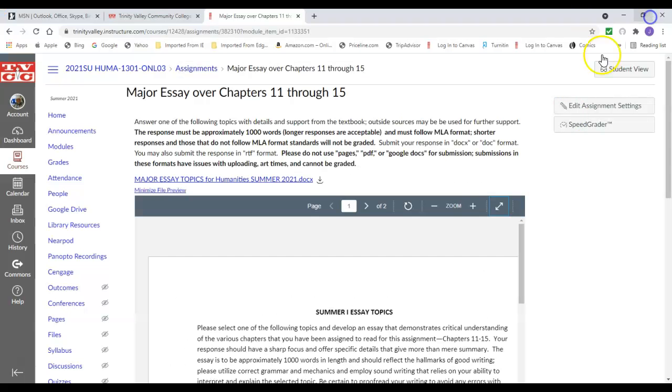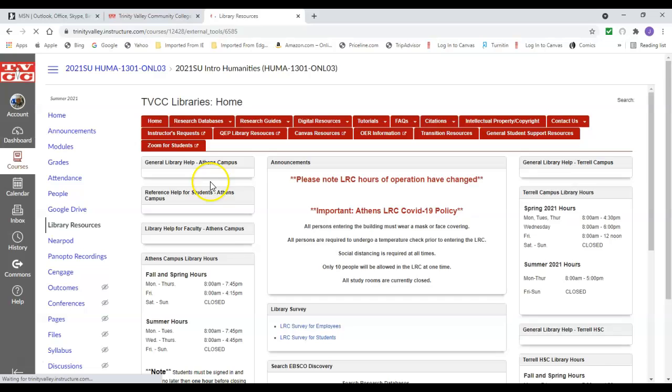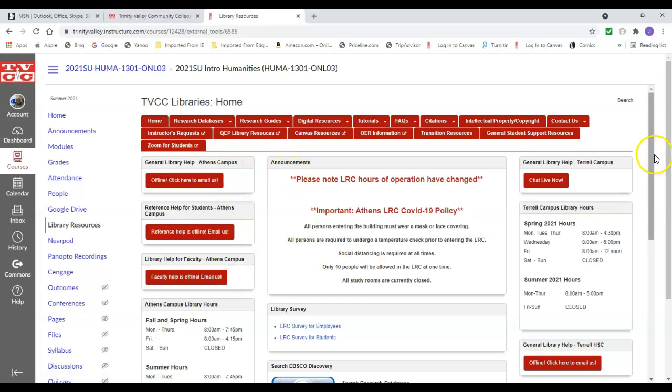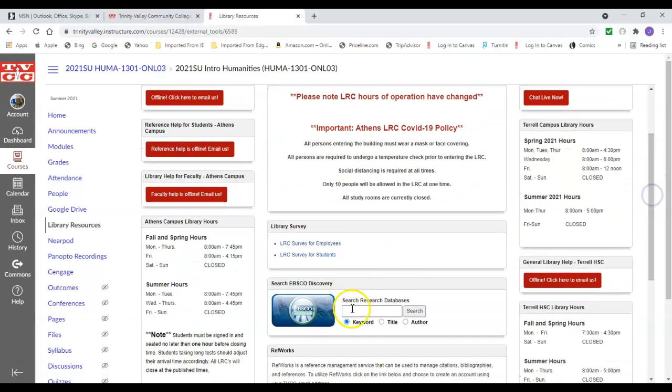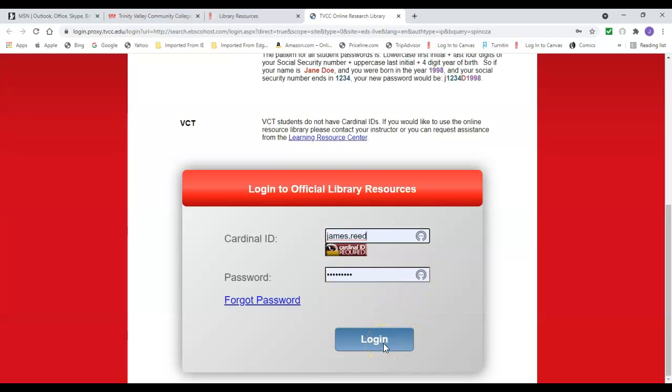And in your search for information, our library does a wonderful job of making available to you resources. So if you click here on this link to the library resources, this is what will pop up. And you can search here at the EBSCO Discovery. And if I put Spinoza, you see I've done this recently. And you click on it, it'll then take you to a login. It'll ask you to log in. And so you just have to log in.